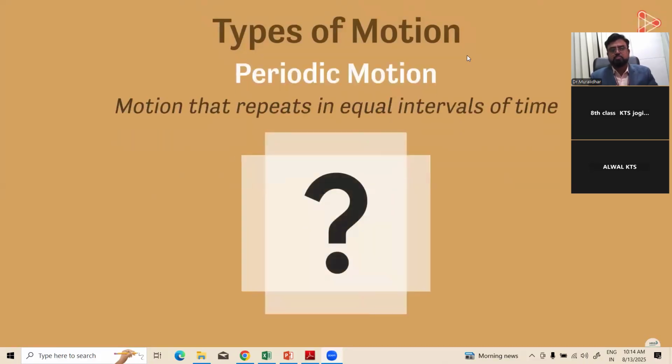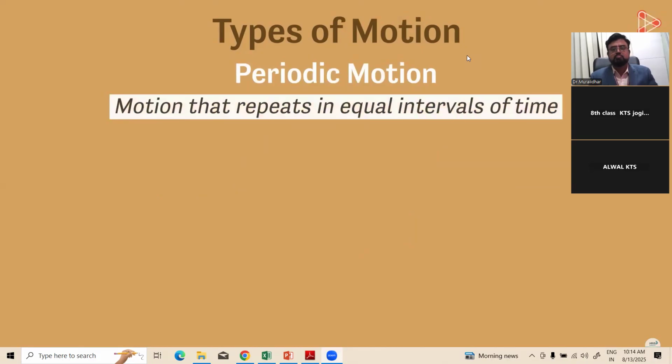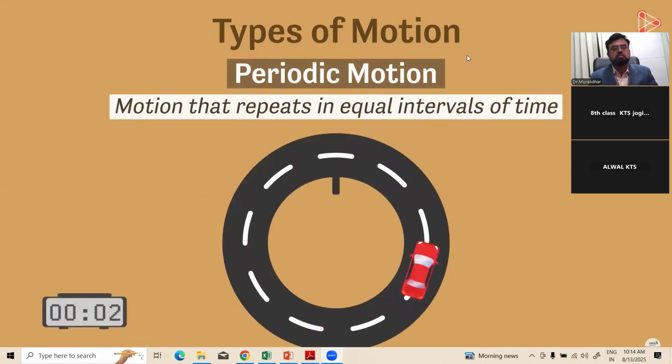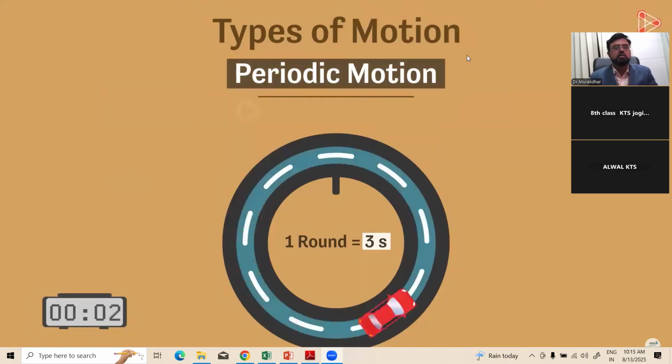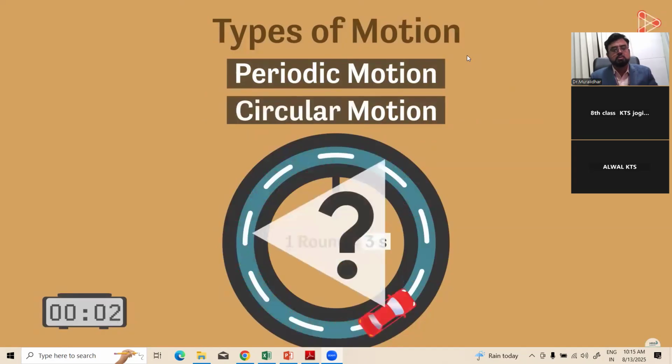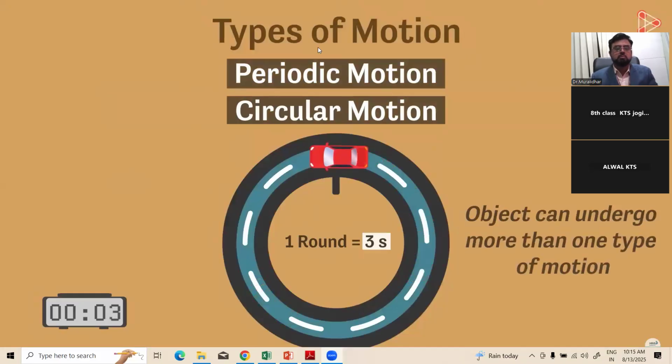Can you think of any example of this type of motion? Any object repeating its motion in equal intervals of time will be undergoing periodic motion. Assume an object is moving in circles and is covering each round every 3 seconds. Is it performing a periodic motion? Absolutely. Since it's repeating its motion along the same path every 3 seconds, it is undergoing periodic motion. But wait a moment. This object is moving along the circumference of a circle. So it is also undergoing circular motion. So what can you conclude from this example? We can say that an object can undergo more than one type of motion at the same time.